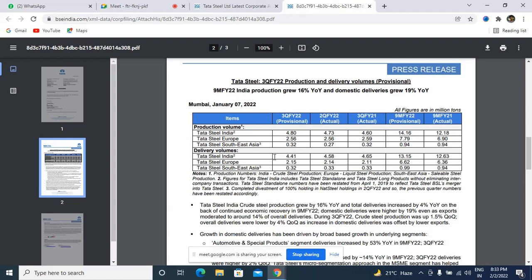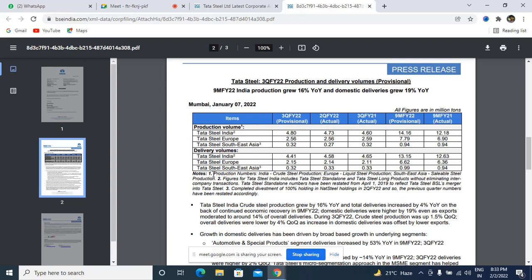So production volume, you can see Tata Steel India, Tata Steel Europe, Tata Steel Southeast Asia. So they have these three divisions they have classified. So as you can see, production volume, there is one small one written over here, right?